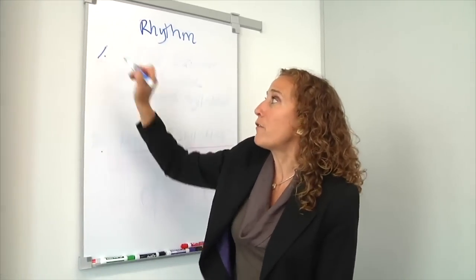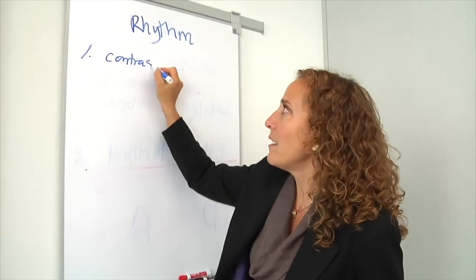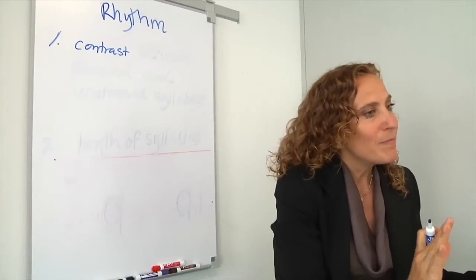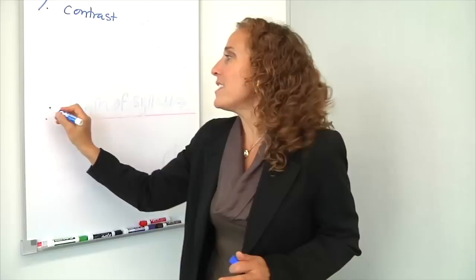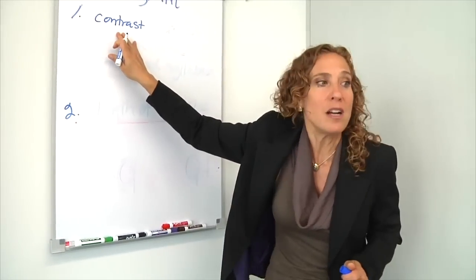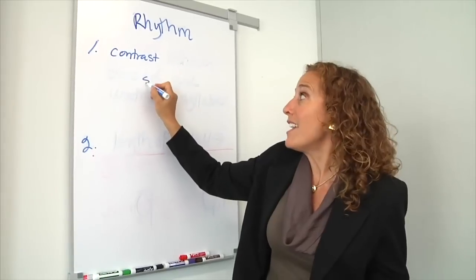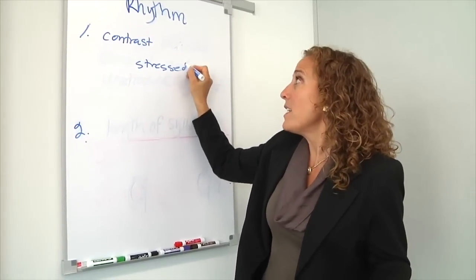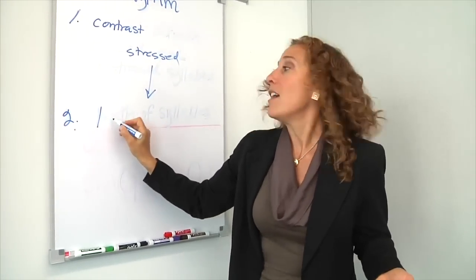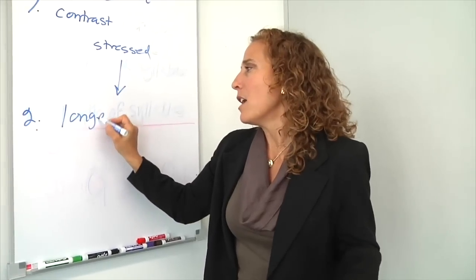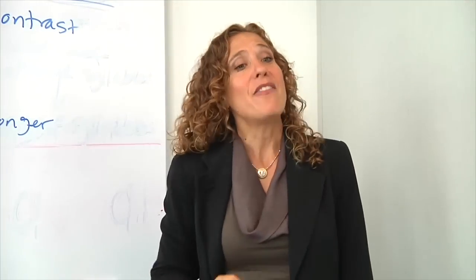Can you tell me what is the first thing we talked about? The contrast between stressed and unstressed syllables. Yes. What is the second thing that we talked about? When we talk about a syllable being stressed, what do we need to do? We need to make it longer, right? So we talked about the length of the syllable. And when you remember those two things, you're going to have more rhythm, and then you're going to be better at public speaking, right? Yes.